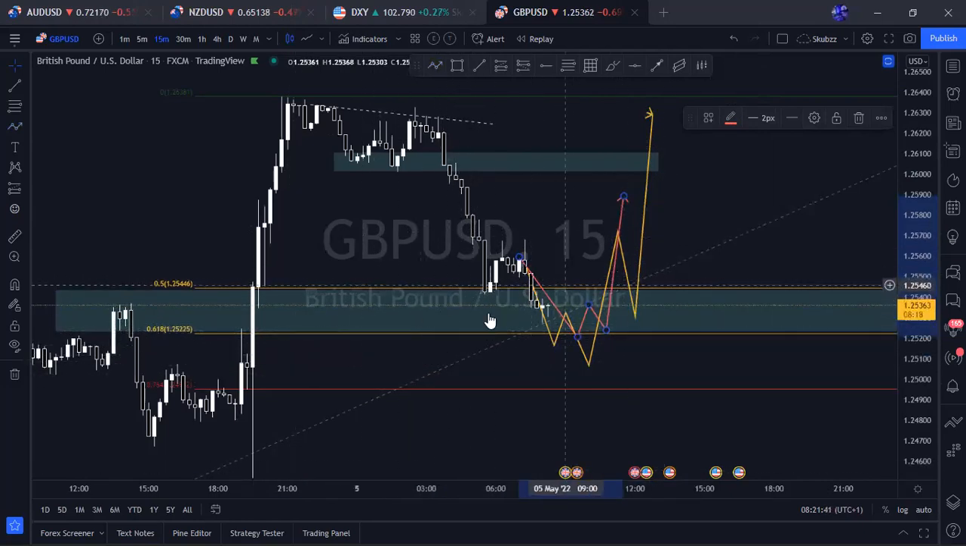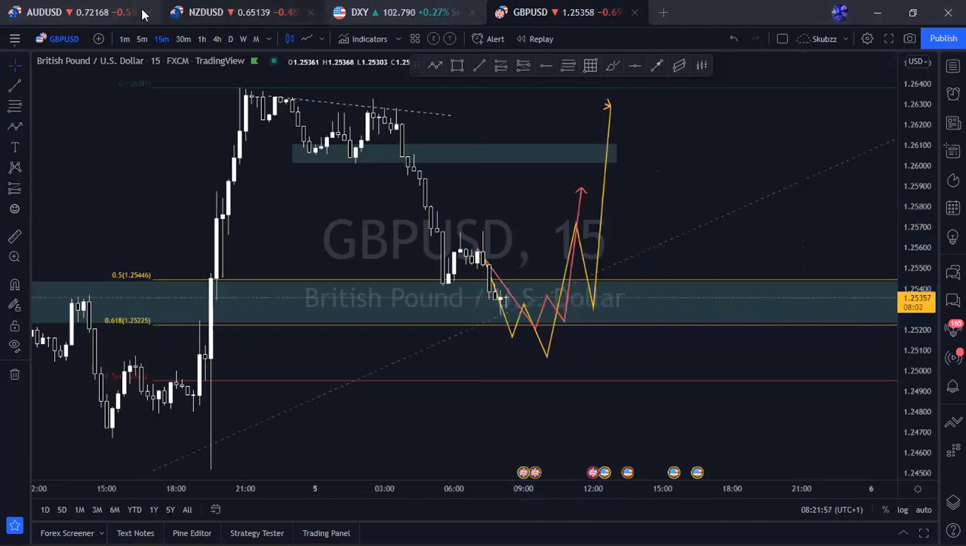I'll not enter aggressively on GBP USD. I actually want to see that confirmation. And for me, I don't trust GBP USD enough to use candlesticks as my confirmation. I'll wait to see a shift of market structure on the lower time frame before I enter. Hope you guys understand.